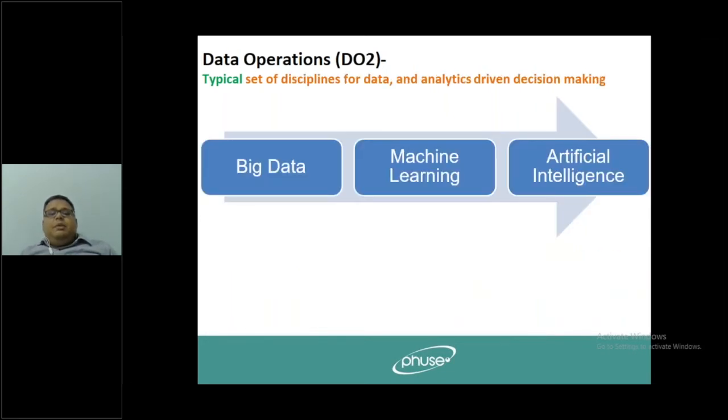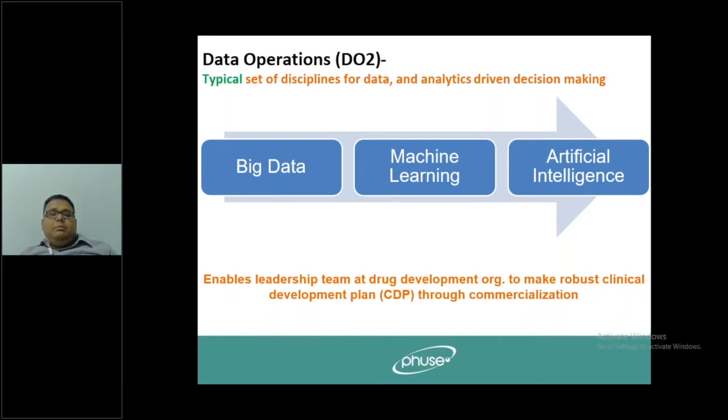This is the team which is evolving, I think quite fast in the last couple of years. These are disciplines like big data, machine learning, and artificial intelligence, and the others which other presenters have covered, like natural language processing and neural networks. This combination of three, big data, machine learning, and artificial intelligence, can certainly help the clinical development programs which leadership teams in pharmaceutical or biotech companies are putting in place through various clinical development strategies.